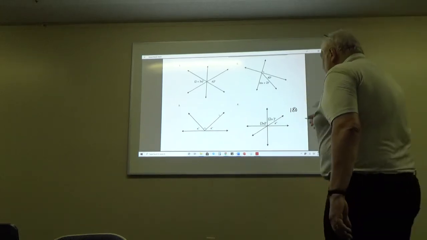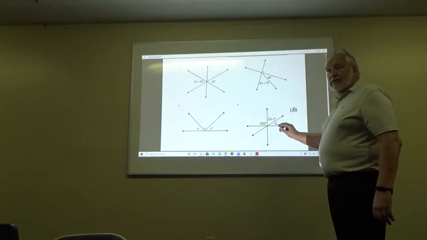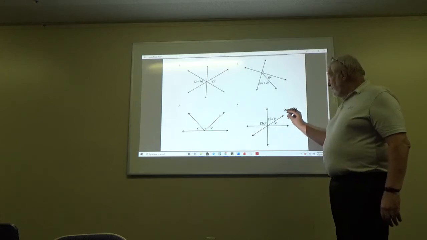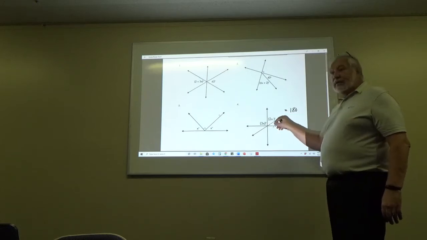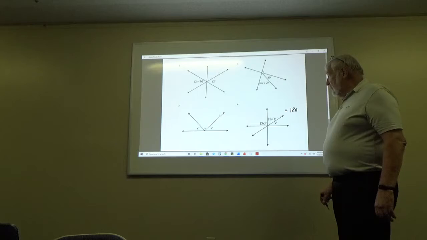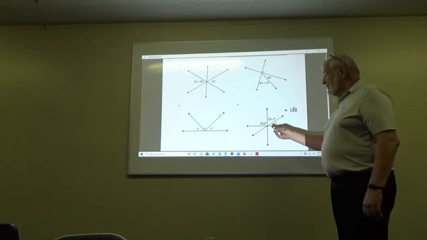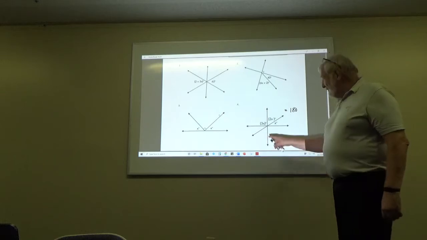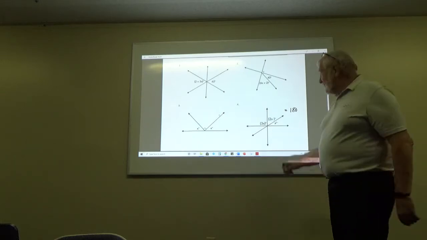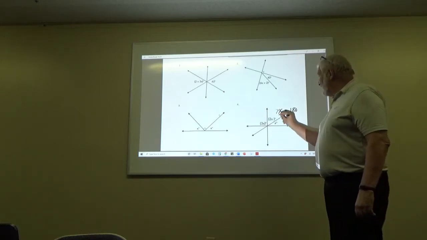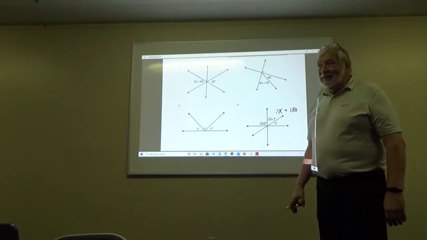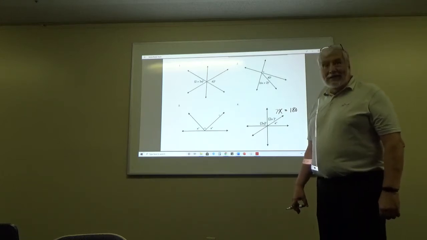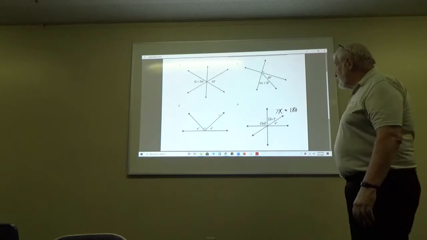Okay, these three angles total 180. So therefore, how many x's are here altogether? 3, 6, 7. 3, 6, 7 x's. So that makes 7x equal to 180, doesn't it? And then you just solve that.